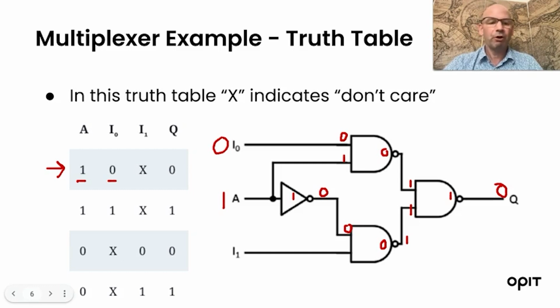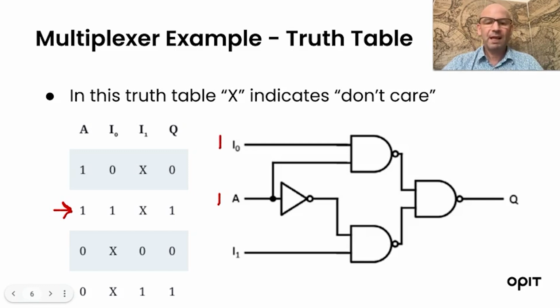So that is our example of the first row of our truth table. If we go to the second row of our truth table, I'm just going to erase this out. Let's say that we pass in A as 1 and I0 as 1.